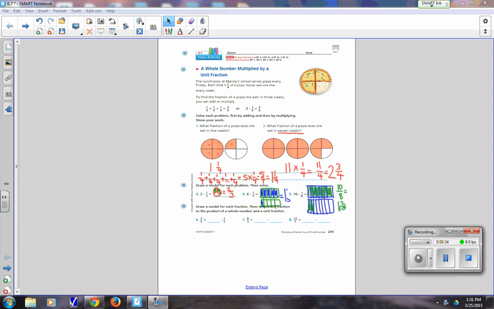piece 6 times. So like right here where I have number 4, it's 6 times 1/5. So that's 1/5 6 times. 1, 2, 3, 4, 5, 6. Which really is 6/5, but that's improper. So we change that into 1 and 1/5, which is what our model shows. We have 1 whole square and 1/5.